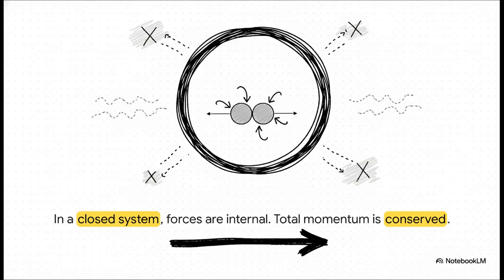Now, this law works for what physicists call a closed system. So in this picture, the forces the two balls put on each other are internal to that two-ball system. Something like air resistance or the friction of the table would be an external force. But if we can ignore those, momentum is perfectly conserved.